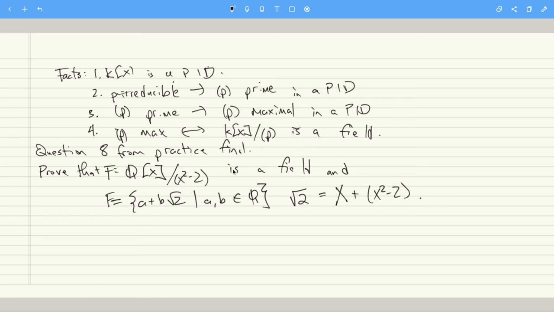So that's going to be our plan. We want to show that this is a field. We have to show that this polynomial x squared minus 2 is irreducible. Solution. So our plan is to show that x squared minus 2 is irreducible. Let's write that down as a claim. It's irreducible.